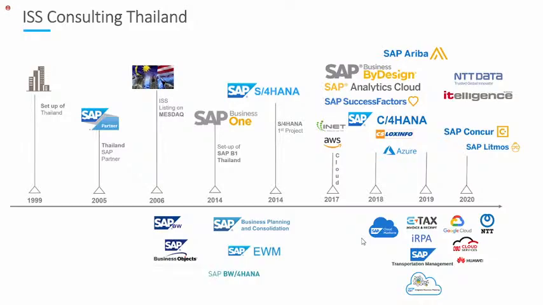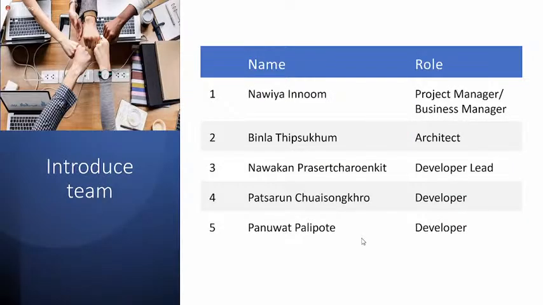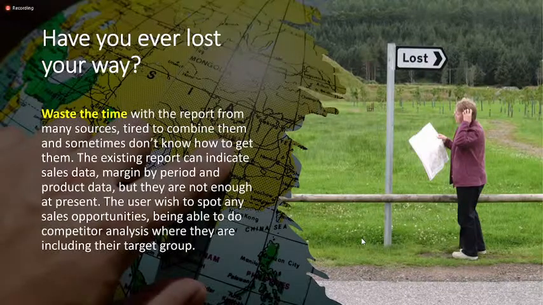We have made 5 people to create this product. Have you ever lost your way? This is the pain point from the customer: waste time with the manual store report, tired to compile them and sometimes don't know how to get them. The existing report can indicate sales data, margin by period, and product, but is not able to do competitor analysis, where they are, or include their target group.